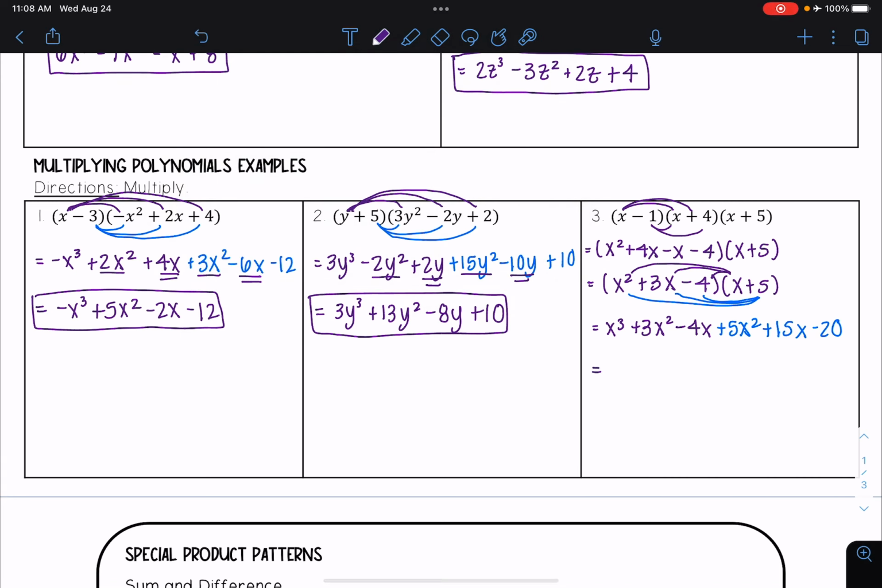Now my last step is to go ahead and combine like terms. So I have x cubed, there's no other x cubed terms, 3x squared plus 5x squared to get 8x squared, negative 4x plus 15x to get 11x, and then minus 20 at the end.